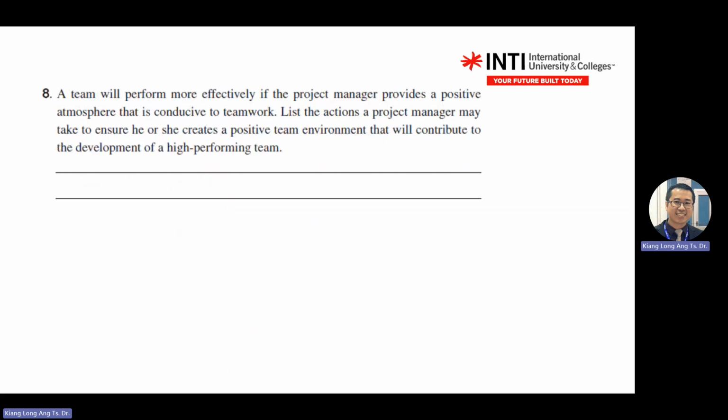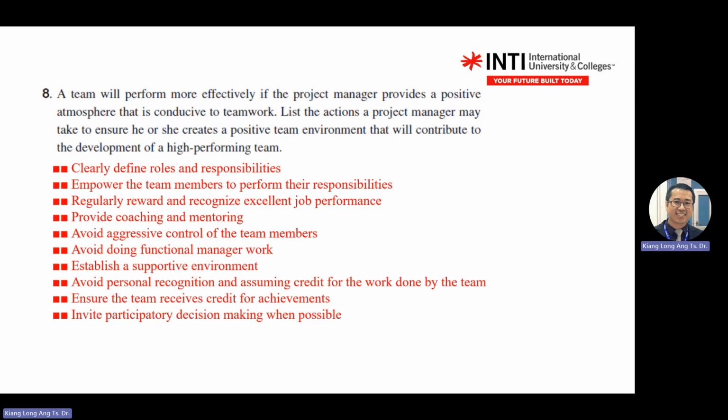And go and read. Okay, number 8: a team will perform effectively if the project manager provides a positive atmosphere, or this is called culture. List the actions the PM may take to create a positive environment that will contribute to the development of high performance teams. So this one, how you create the atmosphere, these are the suggestions. So just highlight the keywords. You need to clearly define the roles and responsibilities, meaning you clear-cut what you should do, right?